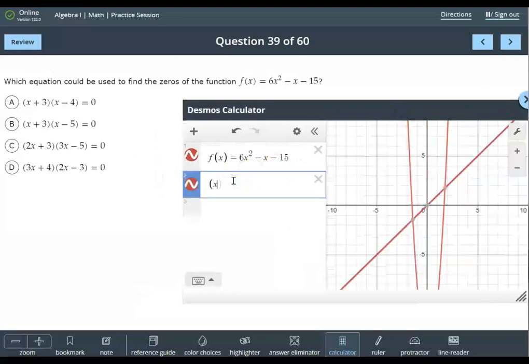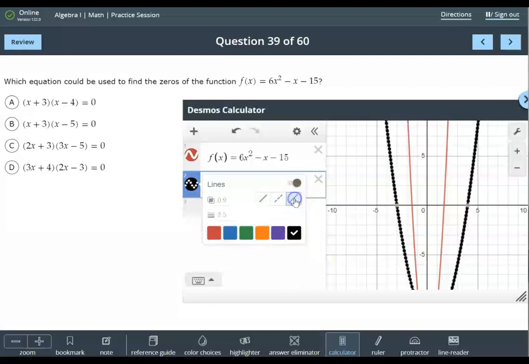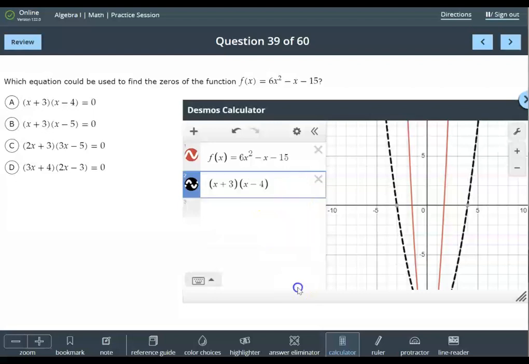Let's go to the second row of the calculator and type in the first answer choice. The color is the same, unfortunately, so let's click and hold the red dot on the left side of this row, and let's change it to some other color. I'm going to make this black. And by the way, for those that are visually impaired, you can make it dashed or dotted instead of a different color so that you can tell those apart.